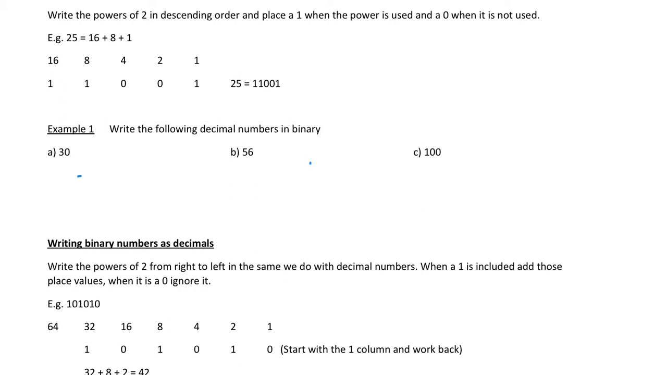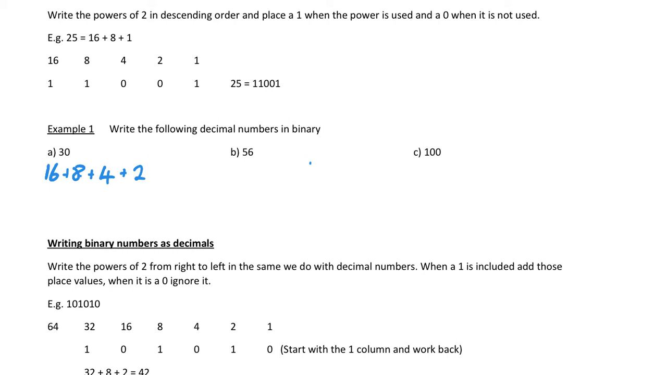The first one we're looking at is 30. The biggest power of 2 that will go into 30 is 16. Then 8 would go in, and 16 plus 8 takes us up to 24. We can add another 4, which takes us up to 28. And we could add another 2, and that is it. So 30 is equal to 16 plus 8 plus 4 plus 2.